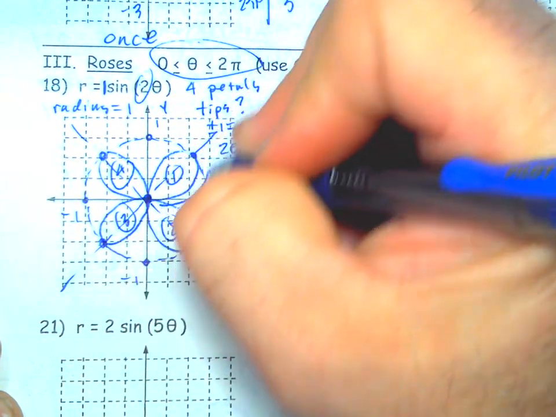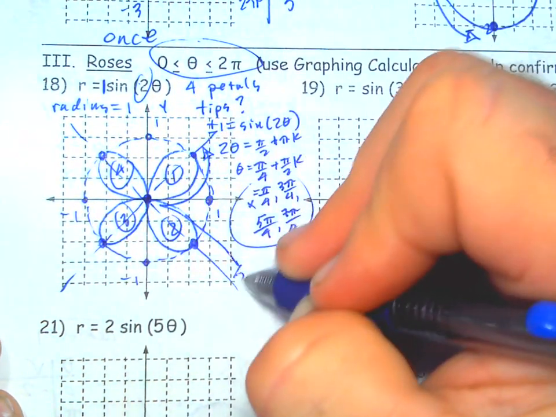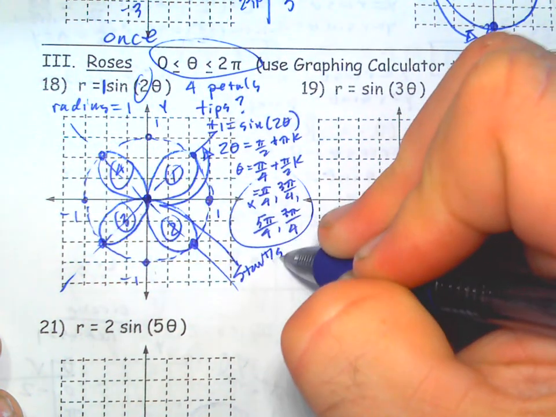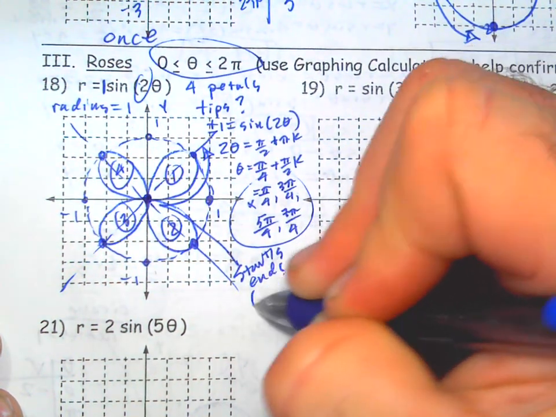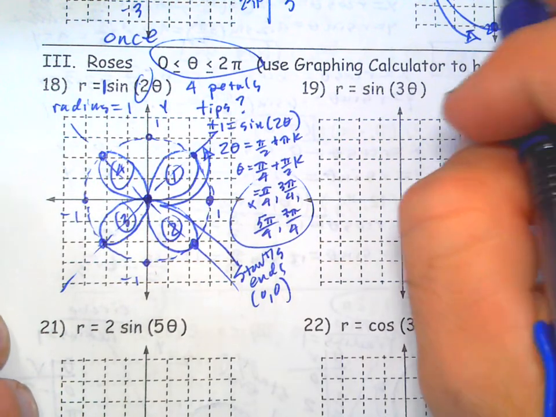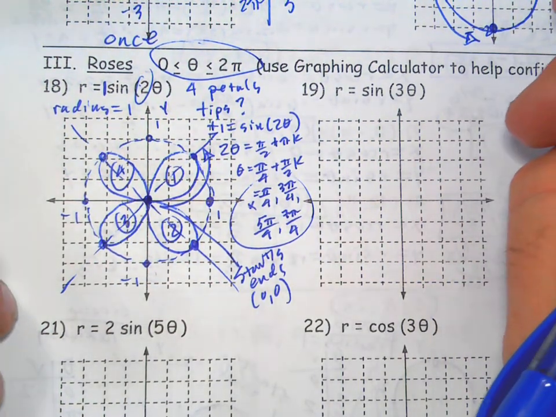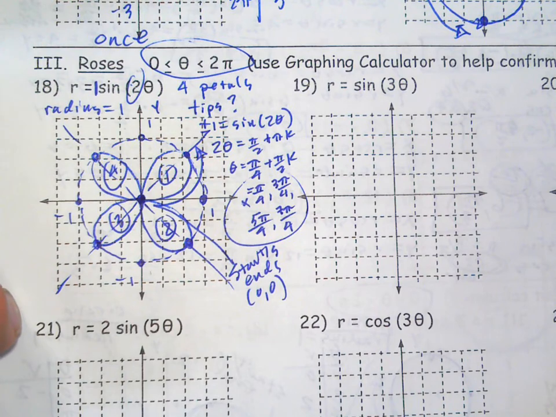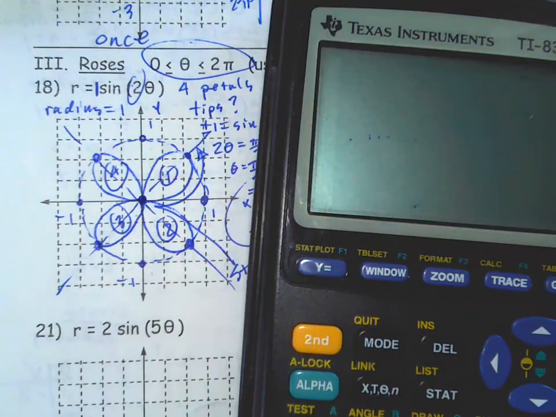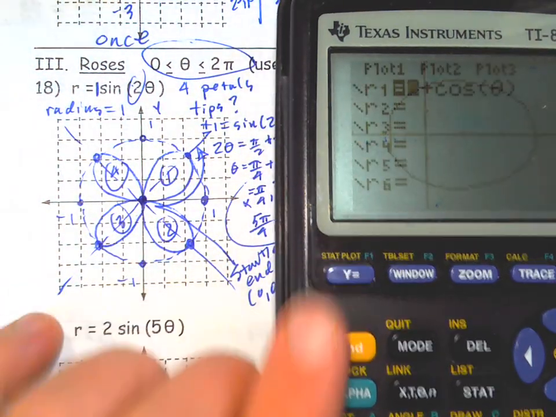So it starts there. This is the direction. Starts and ends at 0, 0. You get the whole shape. I don't care about the symmetry. That's fine. You use your calculator to confirm all of these. So that's why I'm not giving you guys the answers.